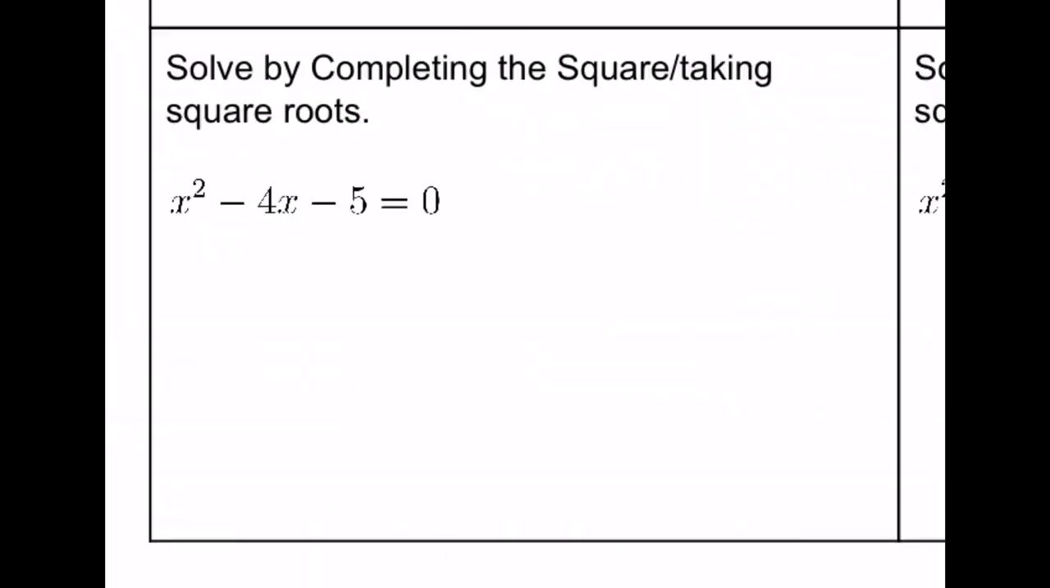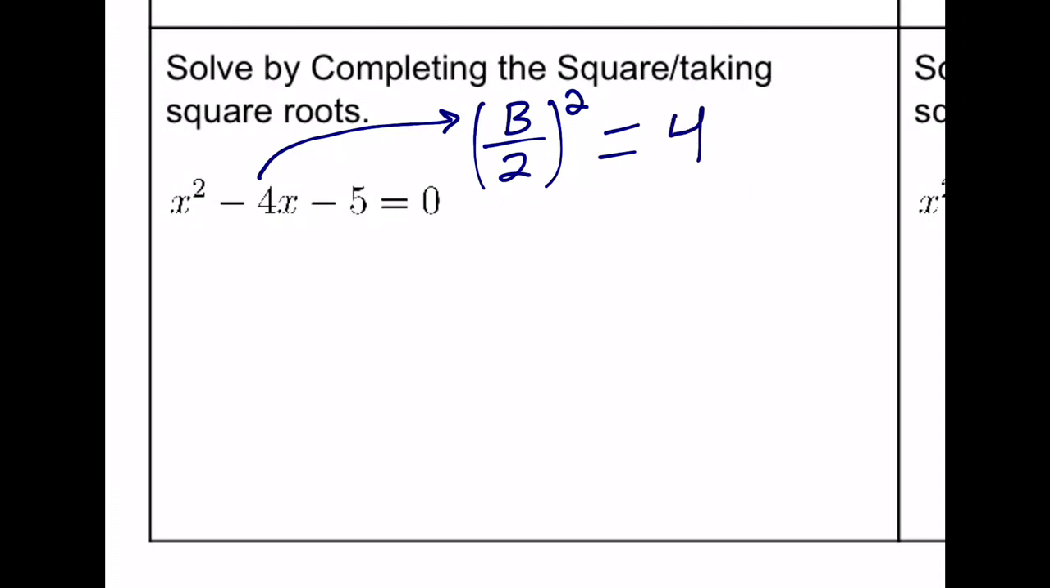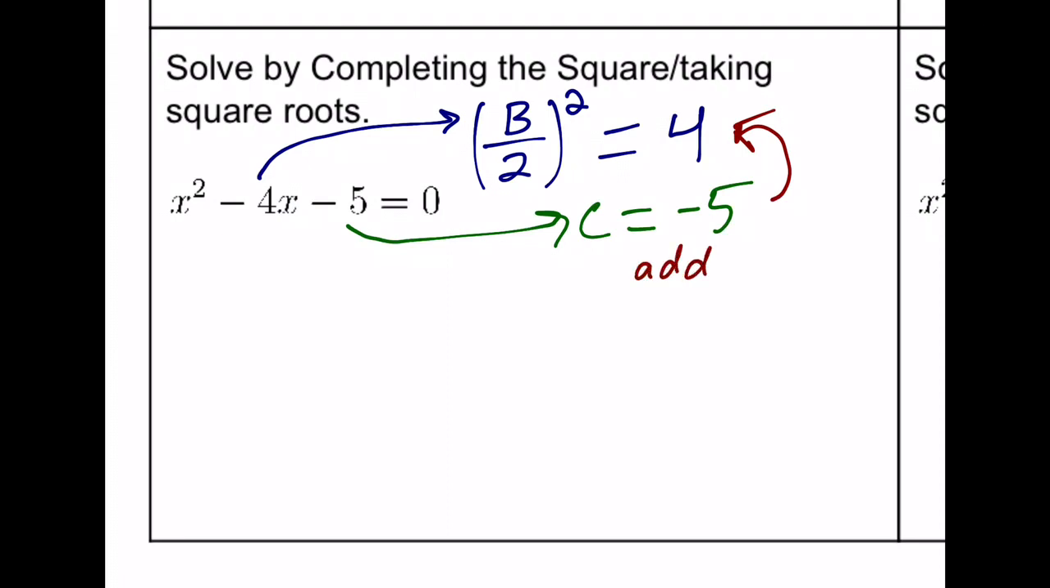For this next problem, we start with our b value, and we identify what b over 2 squared is. b is negative 4. We plug that in. So if we take negative 4 divided by 2 squared, we should get a positive 4. The problem is our c value is negative 5. How can I get from negative 5 to a positive 4? What about if I add 9? Will that work?